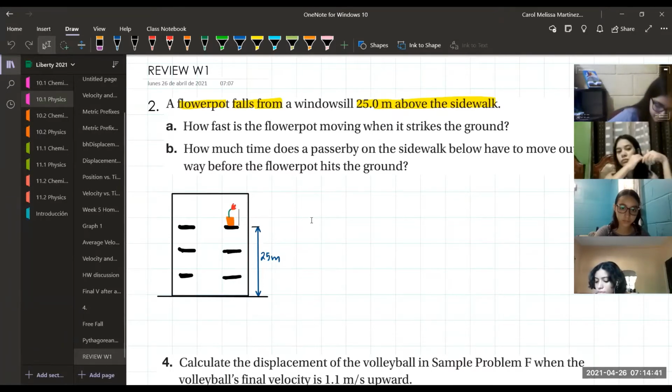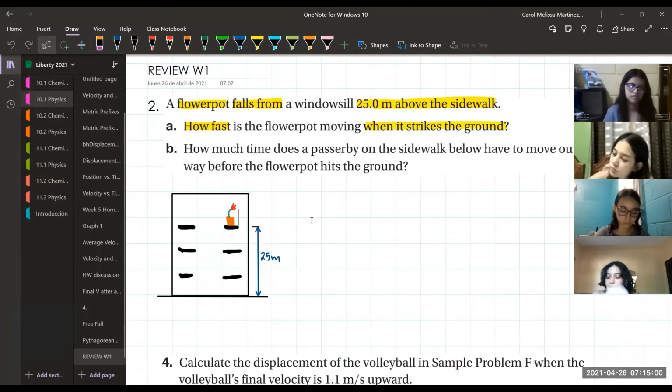It says in part A, how fast is the flower pot moving when it strikes the ground. So they're asking me how fast when it strikes the ground. How fast tells me about the speed of an object. So it is asking me about a velocity. Velocity at what point? When it strikes the ground.